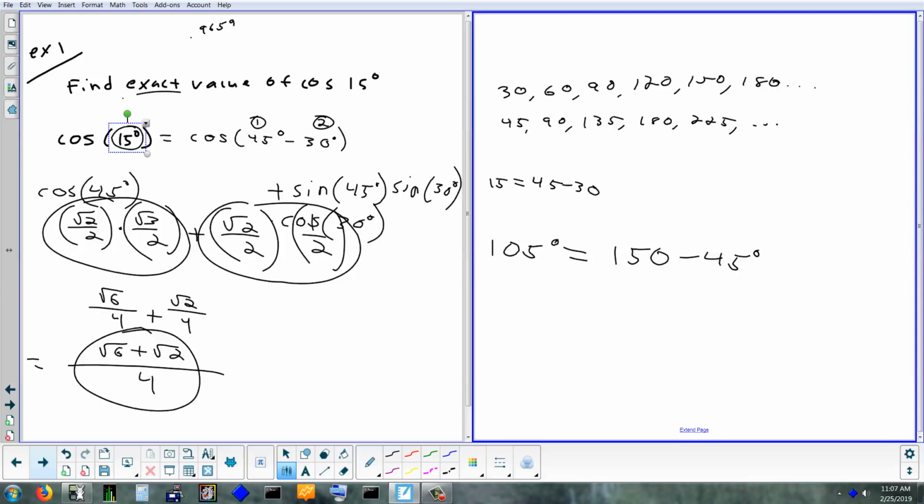How about if I wanted 105, but I want to do it a different way? Does anyone see how you can get 105 as a sum instead of a difference? Yeah? 45 plus 60. 45 plus 60, yeah. So any problem that you can do as a sum, you can do as a difference. So when I show you stuff today, there's going to be lots of ways to do the same thing. So on a test, unless it tells you a certain way to do it, you could do it either way.